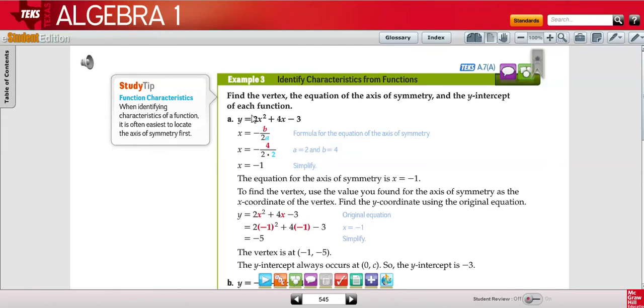So here, if you label the actual numbers in front of the variables, you would have ax squared, so a would be 2, plus bx, so here b would be 4, plus c. So here c would be negative 3. So when we plug those values of a and b into our formula, remember a is 2 and b is 4, when we plug those values in and solve, we get x equals negative 1. That is the equation for the axis of symmetry, x equals negative 1.